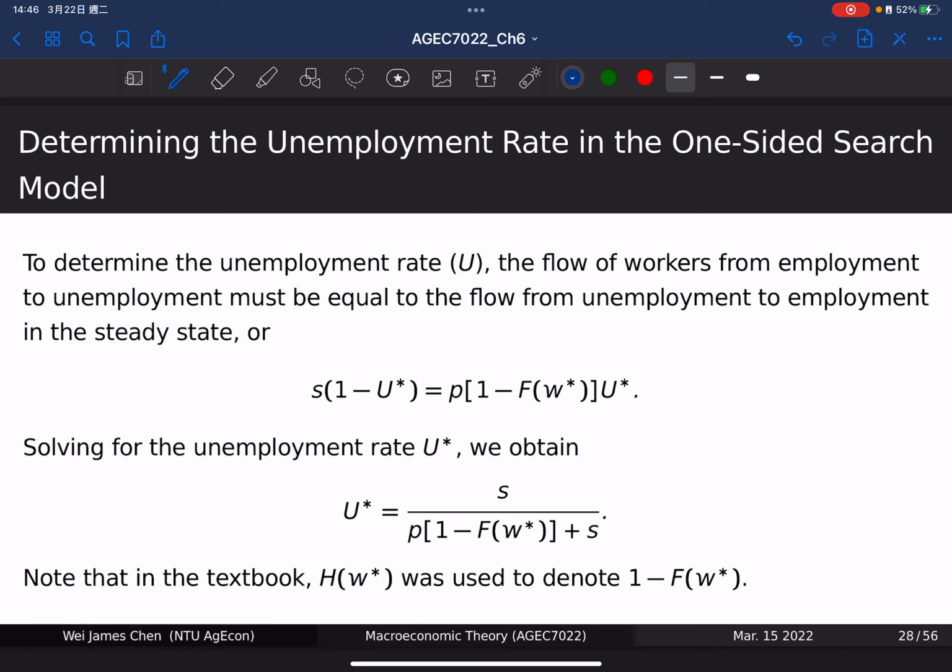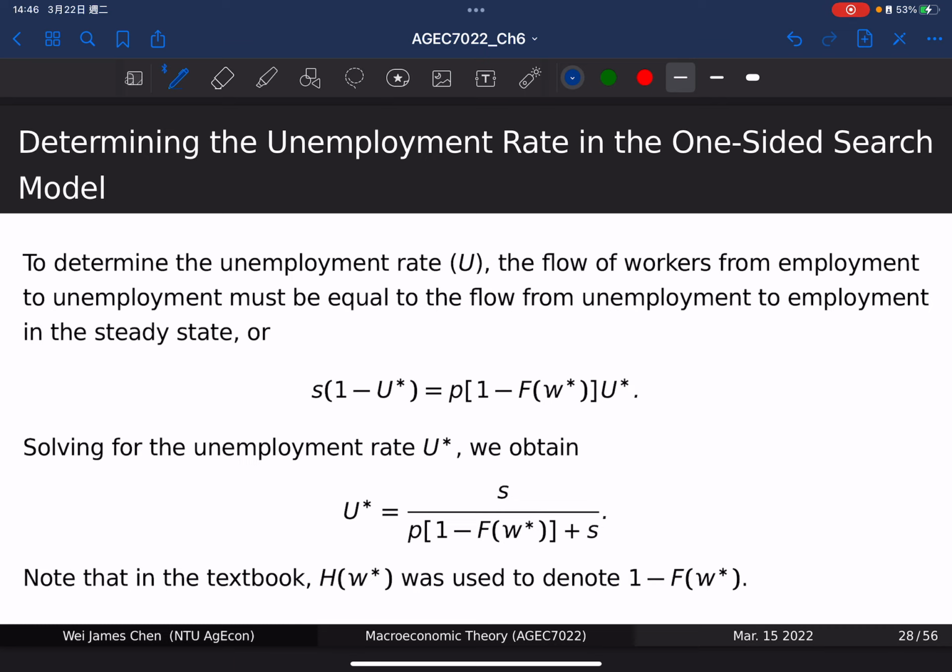Now, how do I determine the unemployment rate in this one-sided search model? So to determine the unemployment rate, the basic idea is that the flow of workers from employment to unemployment must equal the flow from unemployment to employment in the steady state. Okay, because in our setting, consider there are many workers. Each of them is trying to find a job. We will consider only one worker, but now consider it as many workers.